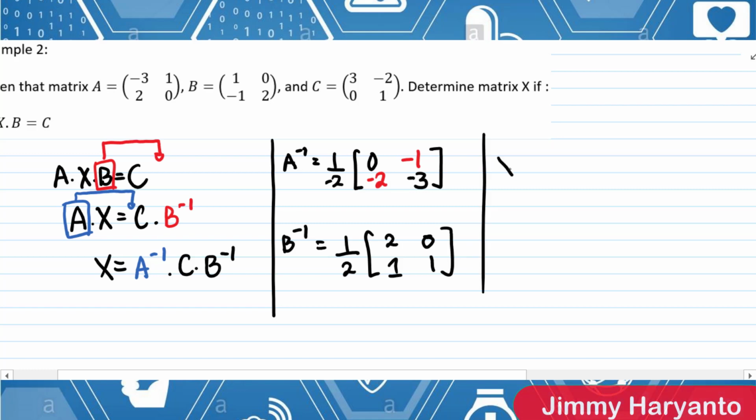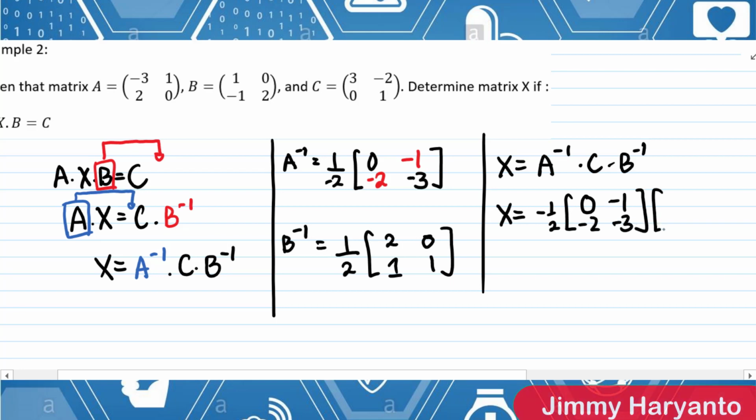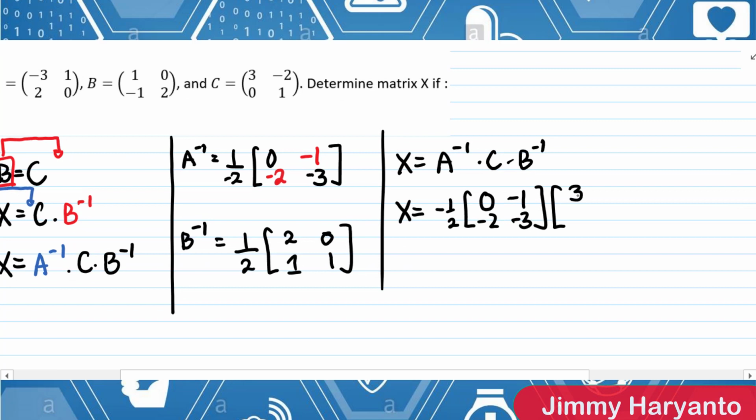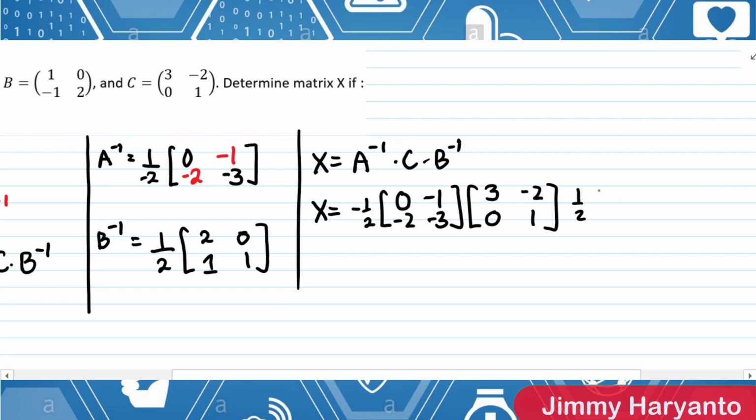After that, we can calculate all of the matrices like this. So X equals A inverse, negative half times 0, negative 1, negative 2, and negative 3, and then times C. C is 3, negative 2, 0, and 1. And then B inverse is half times 2, 0, 1, 1. Okay. So as you can see, we have two coefficients, which are negative half and half. We can multiply them because they are only coefficients. So we multiply half and half, which equals 1 over 4.